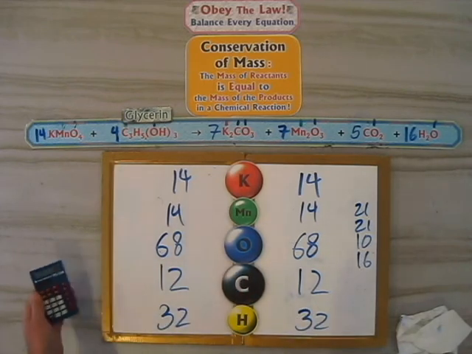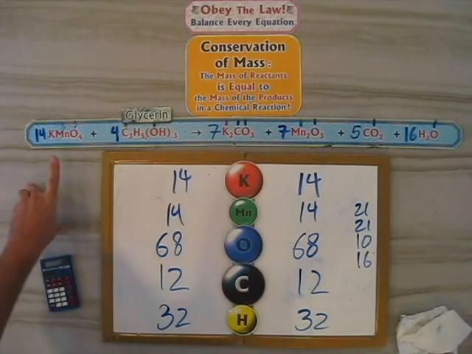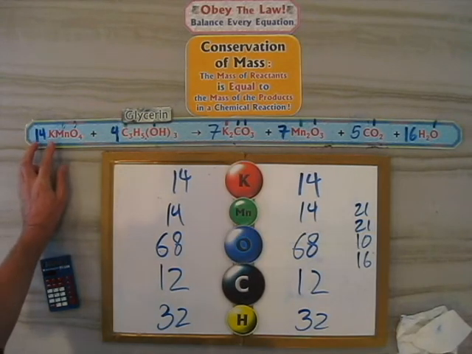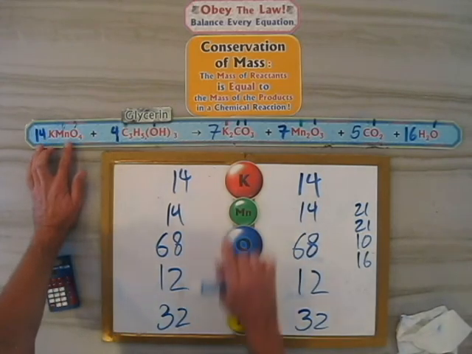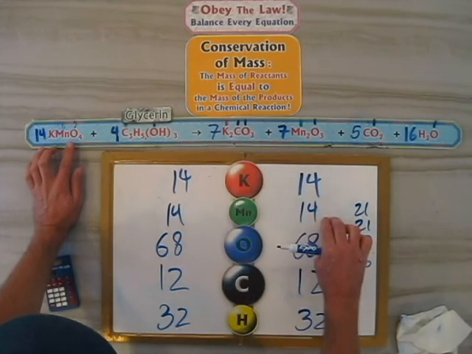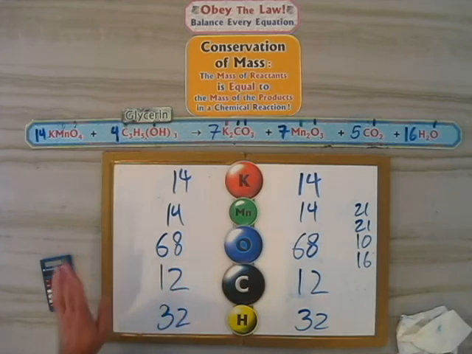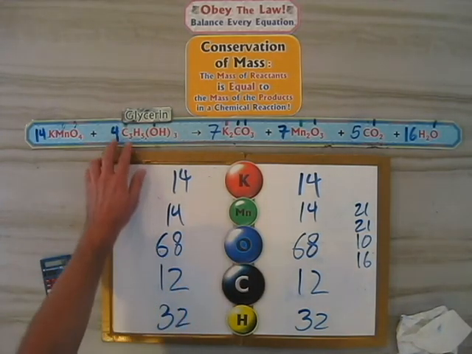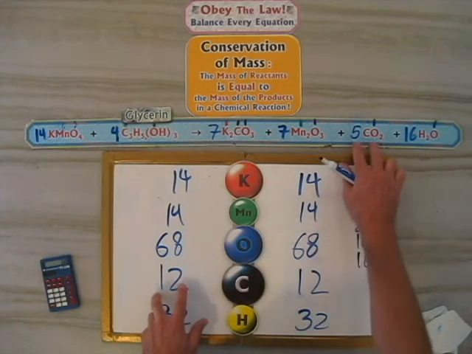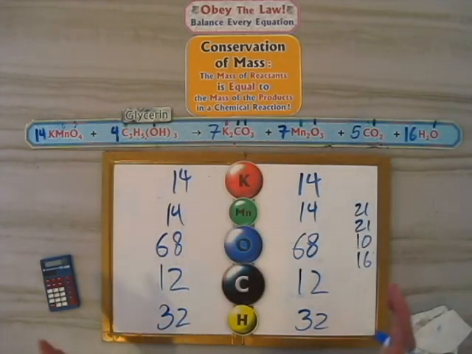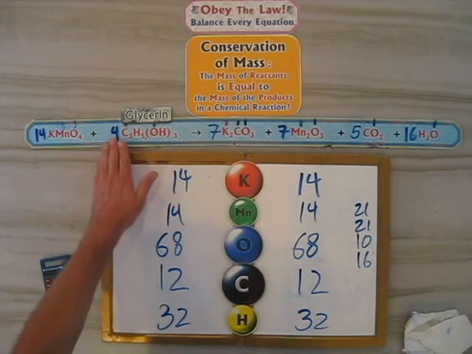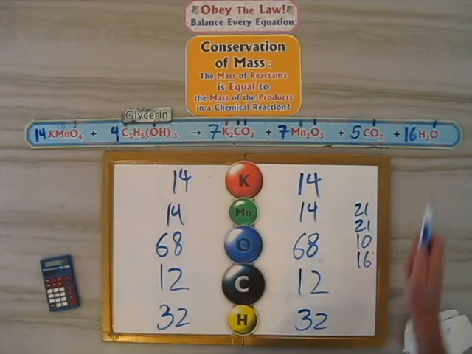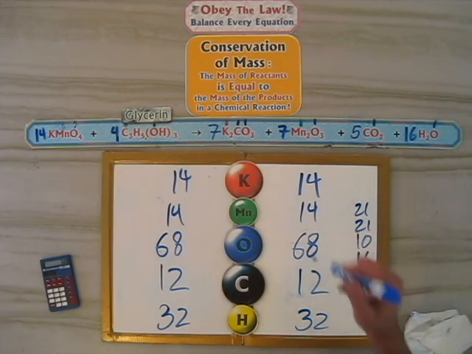Is this right? Okay, so just to be clear, this wasn't easy to balance. 14 potassium. Boom. 14 manganese. Boom. Okay, well, let's see. We just did the oxygen. Let's do the carbon. 12 carbon, and 5 and 7 is 12 carbon. And hydrogen. Okay, this is 8 times 4, 32. And 16 times 2 is 32. Oh my gosh, oh my gosh.